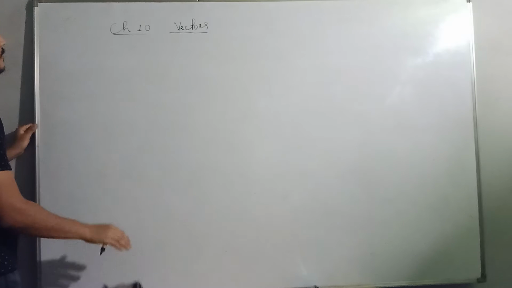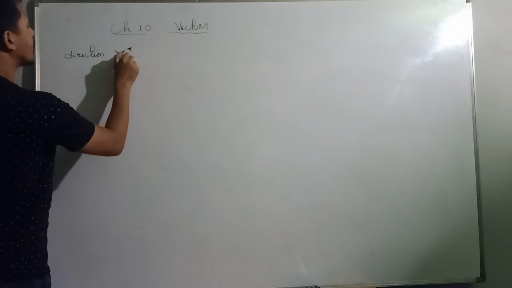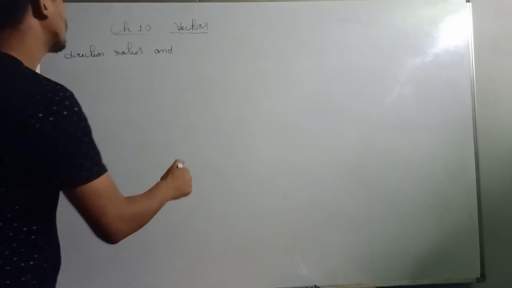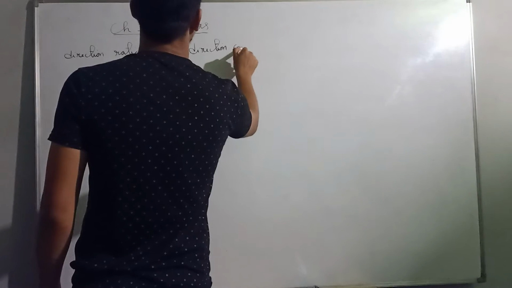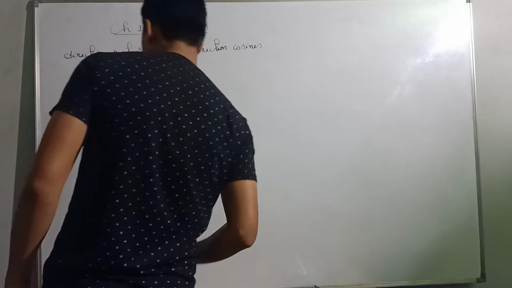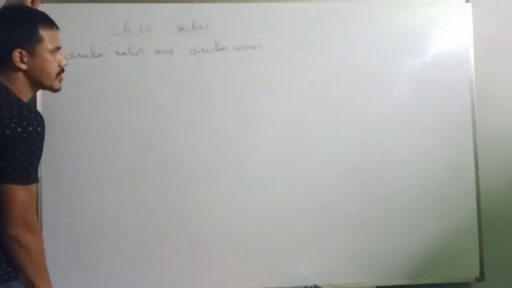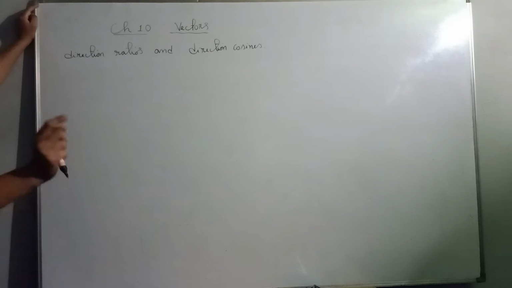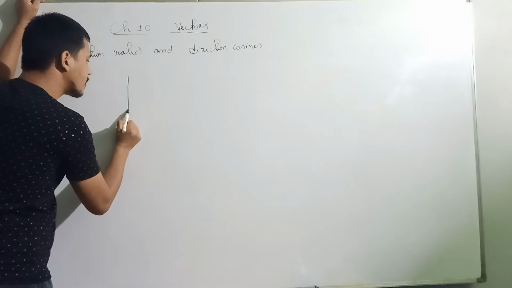The next one is direction ratios and direction cosines. Let's try to understand what direction ratios and direction cosines are. There are so many ways to explain these direction ratios and direction cosines. Let me do it in the simplest way, in very few words.